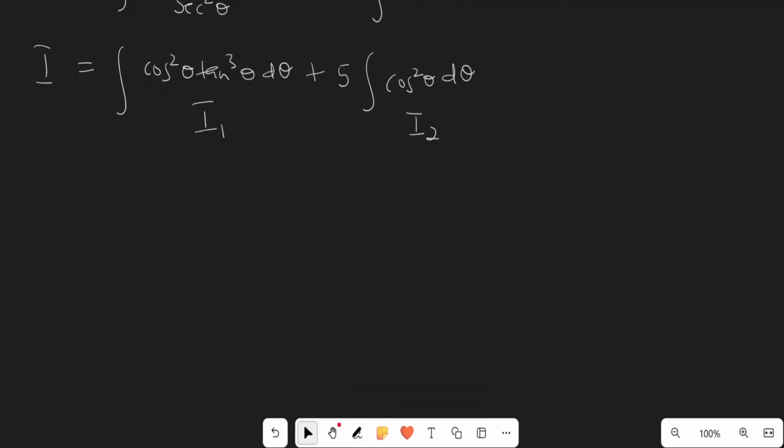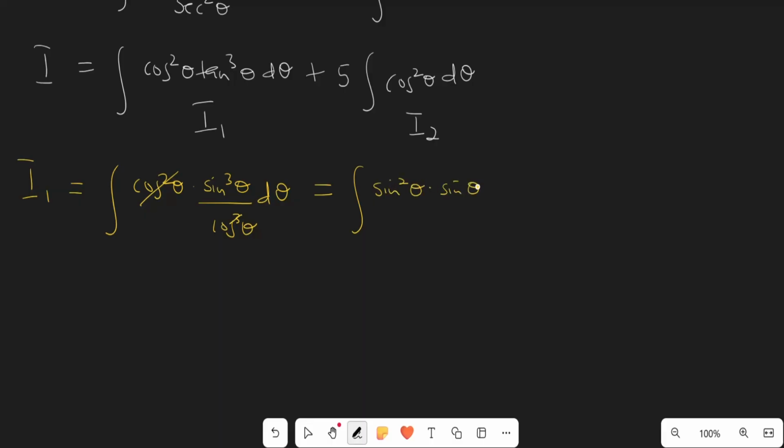The first one I'm going to do in yellow, which I always do. So I1 is going to be equal to the integral of the cosine squared of theta. And the tangent cubed of theta, I'm going to write that one as sine to the third power of theta over the cosine to the third power of theta, d theta. And this will cancel two at the bottom, leaving 1. That is going to be the integral of sine to the third power of theta. I can write that one as sine to the second power of theta times sine of theta divided by the cosine of theta d theta.